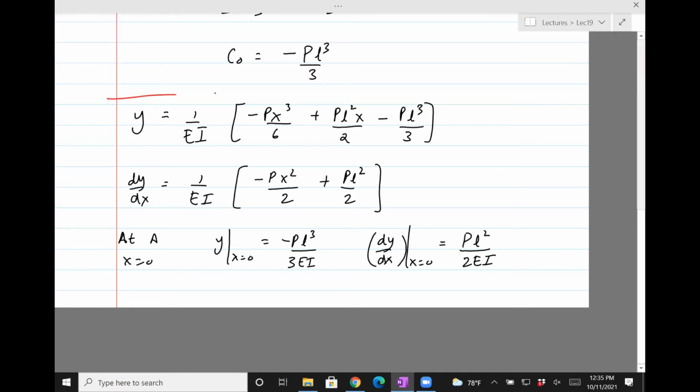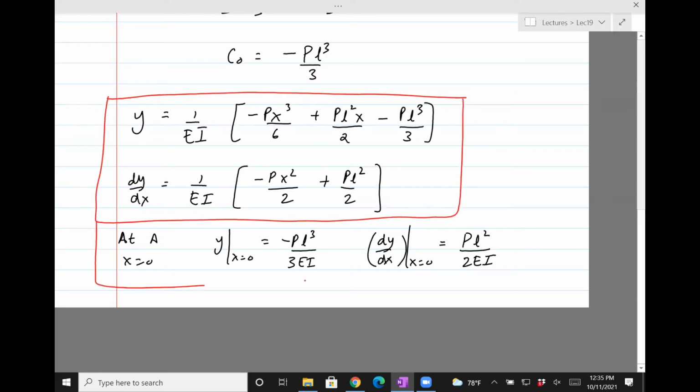So all those are answers. So this is one answer. This is the other one. So what you can do is you can see that if you want to find the spring rate, which is P divided by y at A, then you simply move this down, and then that will give you 3EI divided by L cubed. That would be the spring rate.